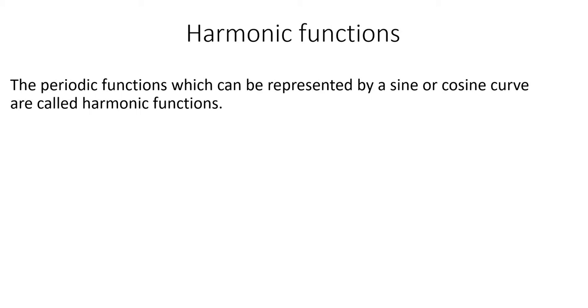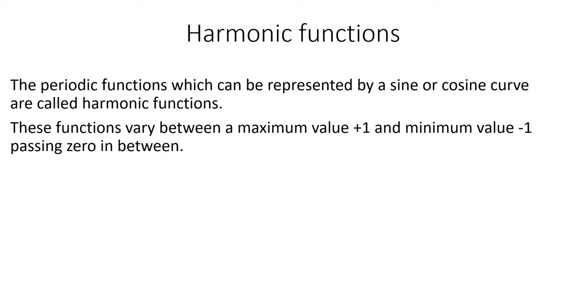So what's the specialty of sine or cosine curve? They can have a maximum value of +1 and a minimum value of -1. For either sine or cosine function, they can take a maximum value of +1 and a minimum value of -1. So we can say that harmonic functions can be represented only as sine or cosine curves, and they can have a maximum value of +1 or -1.